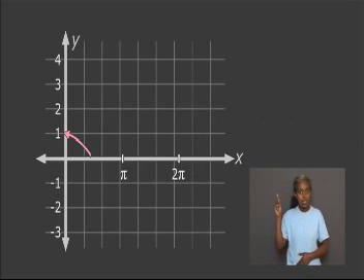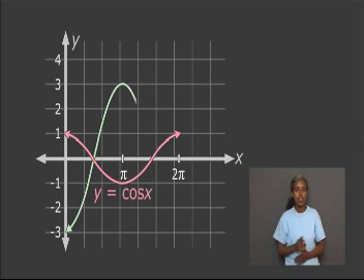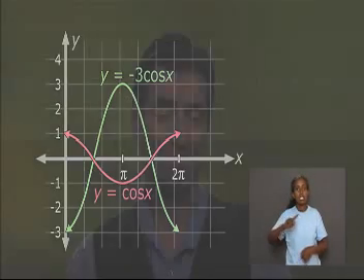Here we see the graph of y equals cosine of x. When we draw the graph of y equals negative 3 times cosine of x, the line begins at negative 3 and moves upward to an amplitude of 3, but the period is still 2 pi. The period remains the same, but the graph is stretched vertically.